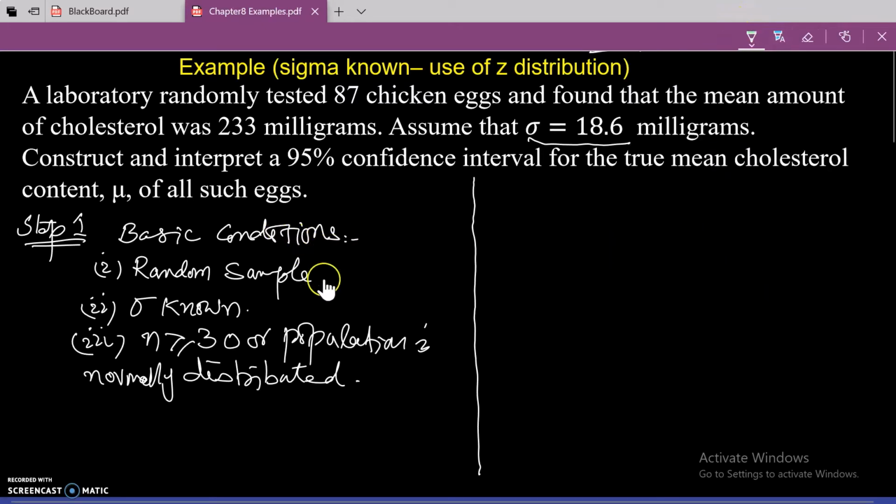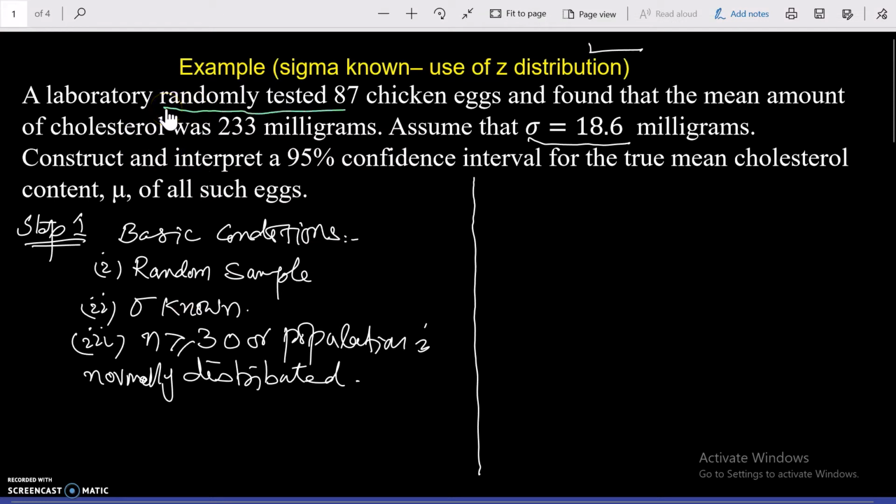Let's check the first basic condition, random sample. Look at that, randomly tested. So we have a random sample. Sigma known. We know sigma. Sigma is 18.6. So the second is also met. Either the sample size, look at the sample size. This is 87 and this is n. Our n is 87 and this is definitely greater than 30.